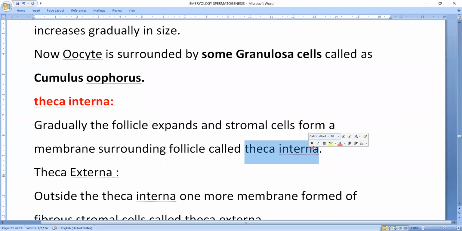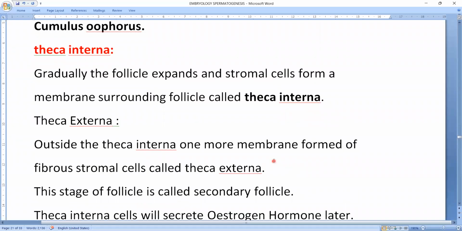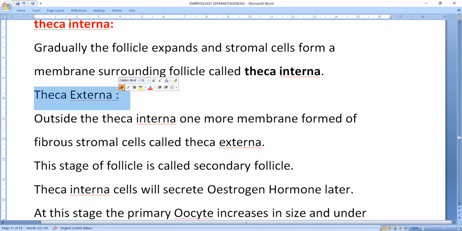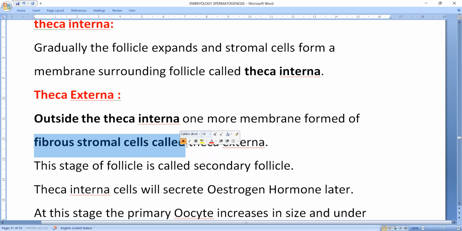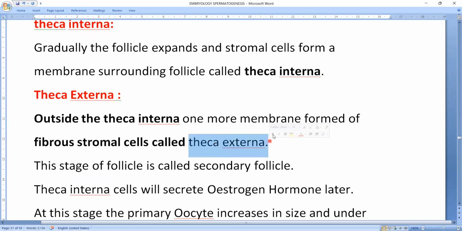Okay, ఇది ఫస్ట్ స్ట్రోమల్ లేయర్. అండ్ దెన్ theca externa. So outside the theca interna, one more membrane formed of fibrous stromal cells called theca interna. దాన్ని మనం theca interna అని పిలుస్తాం.